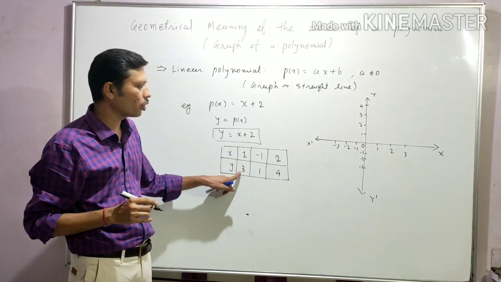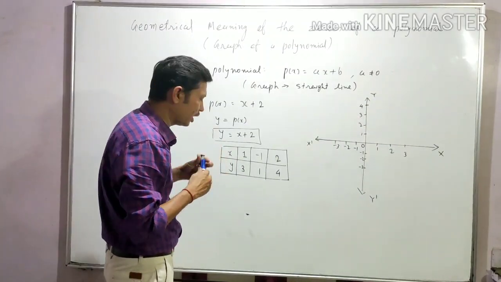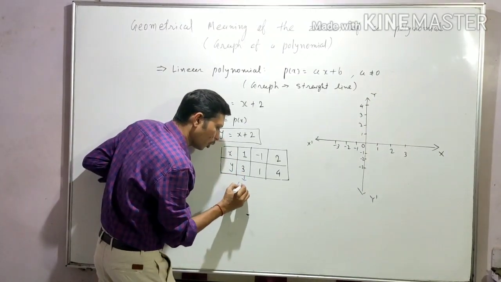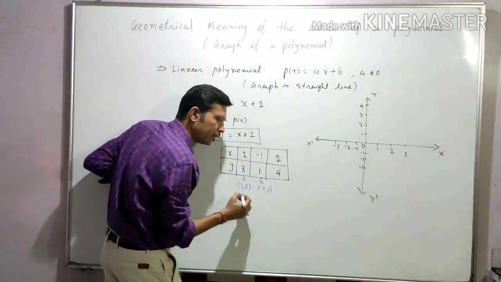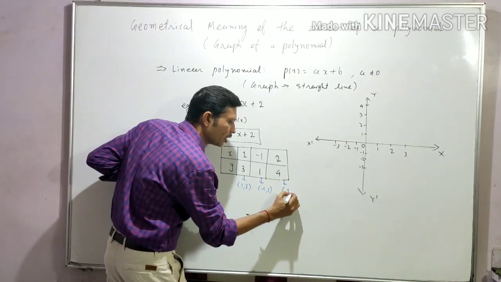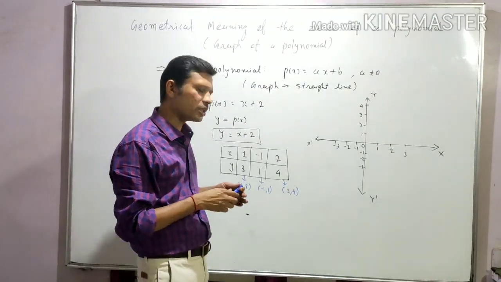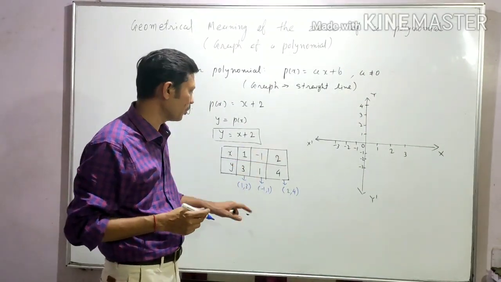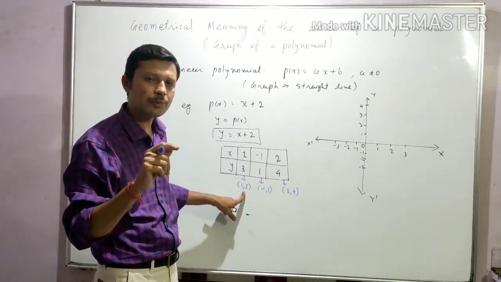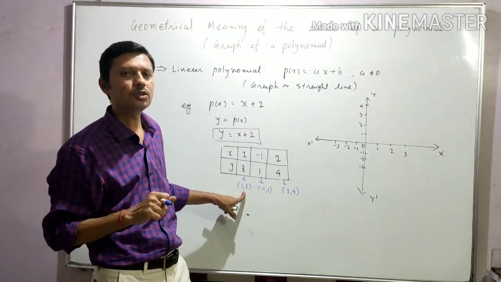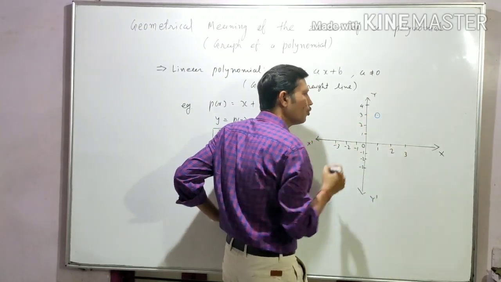The x coordinate is 1 and the y coordinate is 3. So first of all, we write down the coordinates properly, 1 and 3. Here the x coordinate is minus 1 and the y coordinate is plus 1, so minus 1 and 1. And here the x coordinate is 2 and the y coordinate is 4. Okay, so now let's place these points one by one in our graph paper. The x coordinate is 1 and the y coordinate is 3. Both coordinates are positive, so this point comes in the first quadrant.